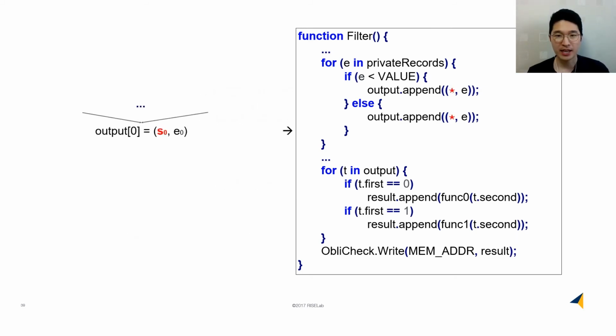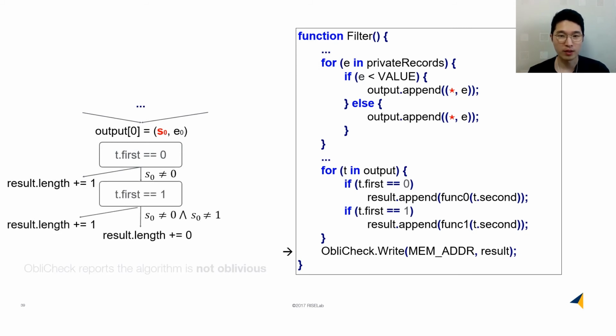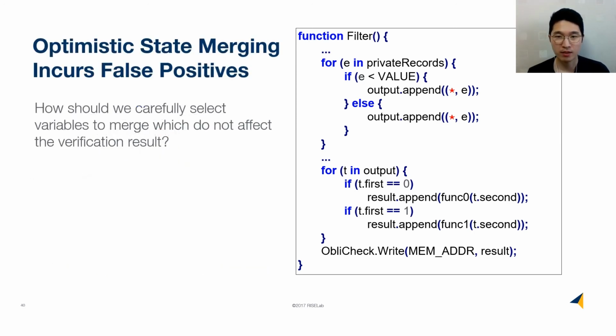If we apply our state merging to this program, the first field of output elements can merge to S0. Because S0 is not constrained, the symbolic execution considers the case where S0 is neither 0 nor 1. The result length is 0 in this case, which is different from the result of other branches. Therefore, this program is reported as non-oblivious, which is a wrong judgment. How should we handle this issue?